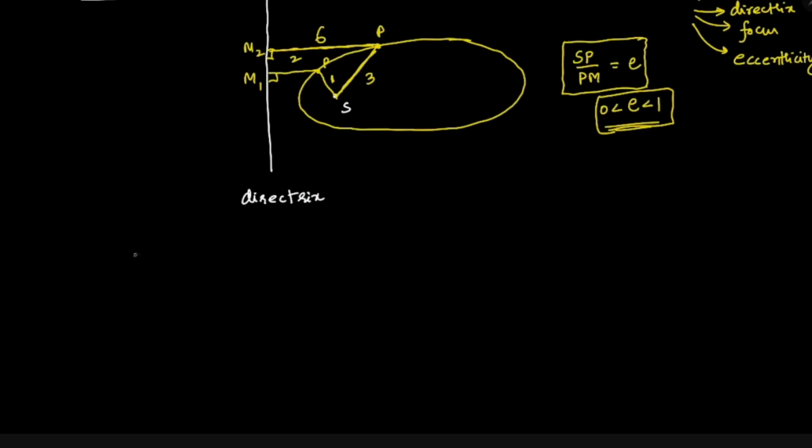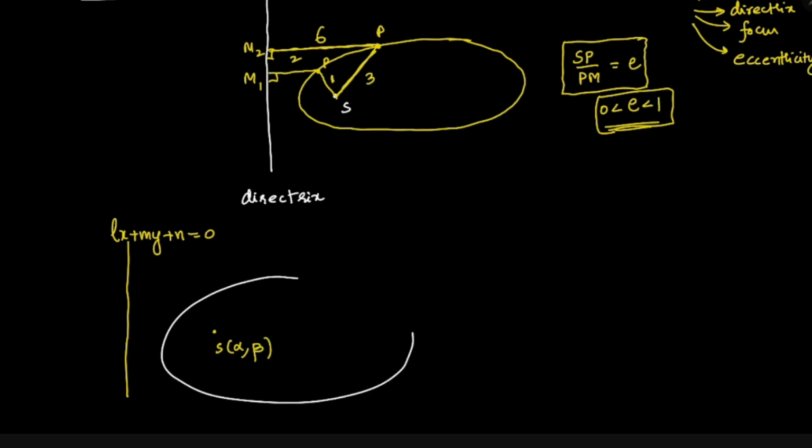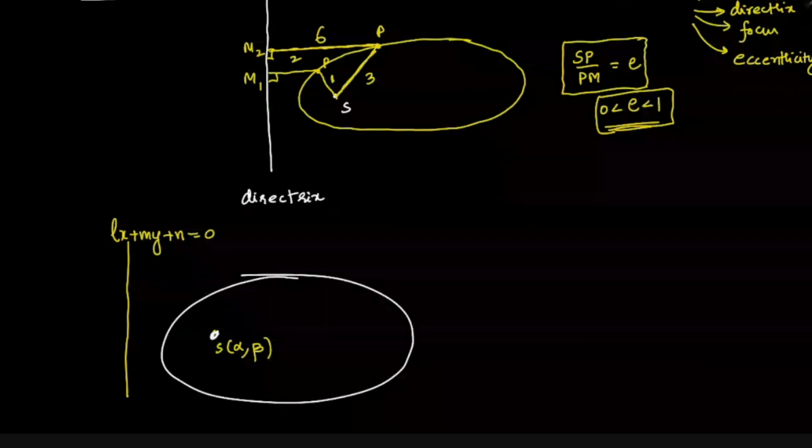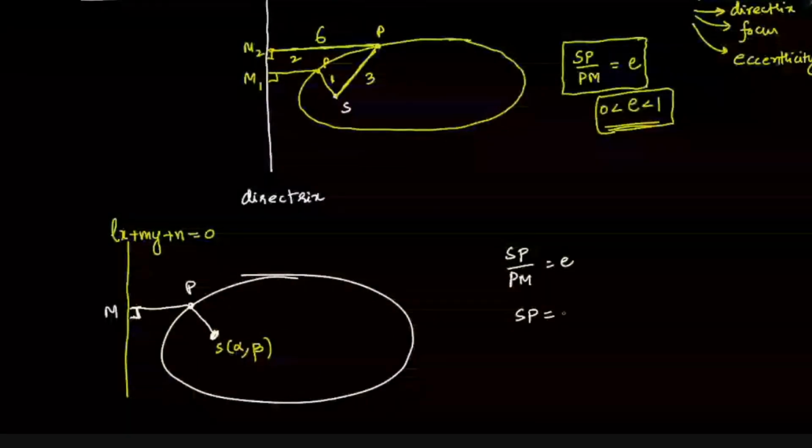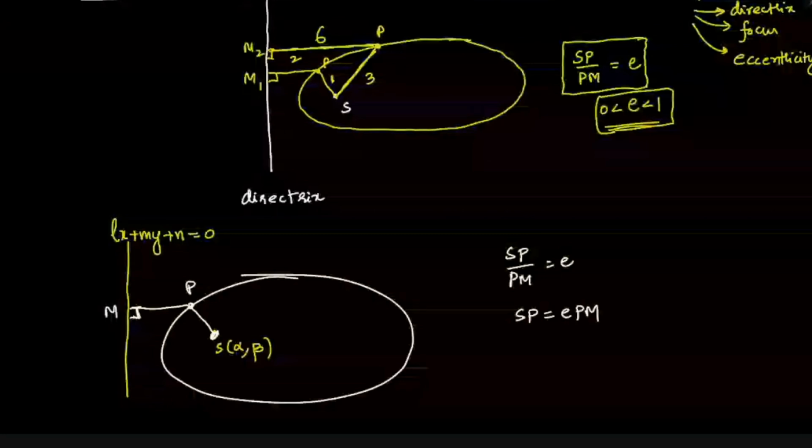So what is the equation of the ellipse in general? Any equation of an ellipse will be in which form? Let's say the directrix is lx plus my plus n equals 0, and the focus is alpha comma beta. What would be the equation of the ellipse? The eccentricity is E. What is the concept? SP by PM, this ratio is E. SP by PM is equal to E. That means SP is equal to E times PM.